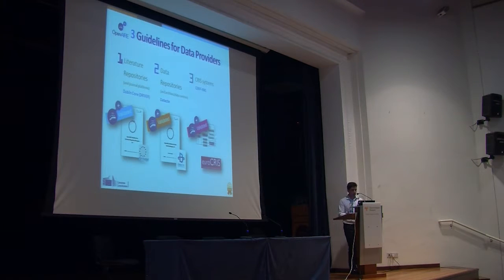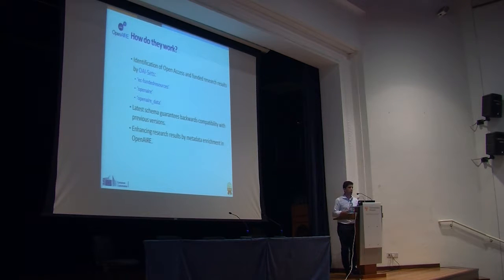So in terms of these three kinds of guidelines, we have the literature guidelines for journal and repository platforms, using or continuing expanding the DRIVER guidelines. For data repositories, we have been using the DataCite schema, and for CRIS systems, the CERIF XML schema. So how do they work?